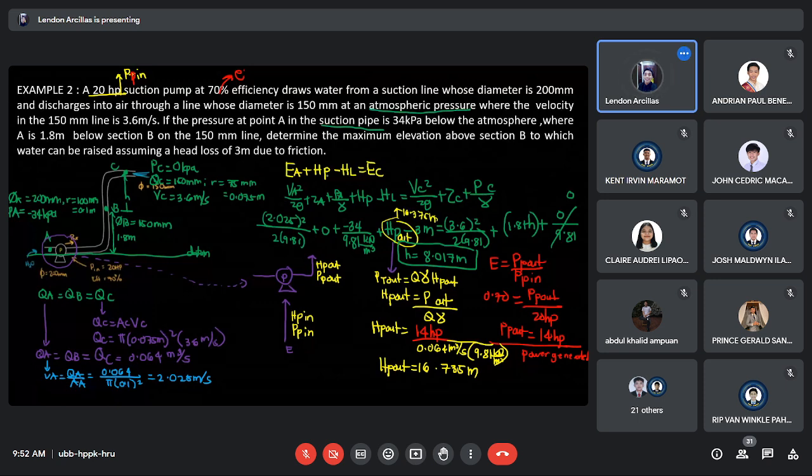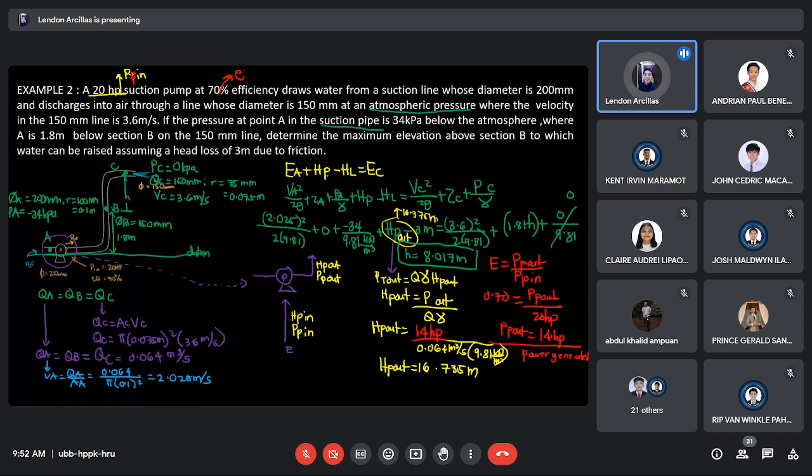Energy is composed of three: kinetic, elevation, and pressure. So, let's substitute first. We will notice that we don't have VA, so we will solve VA first. Since what was given is only V sub C, and we know that the discharge at point A, point B, and point C is equal, we will get the discharge at point C from VC.